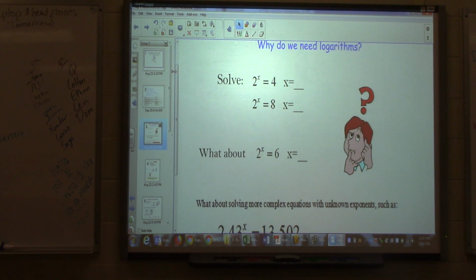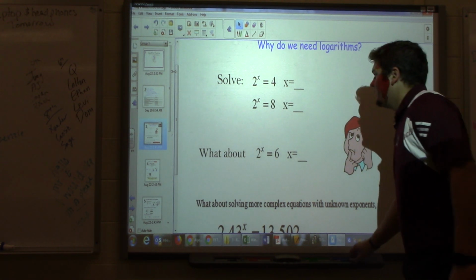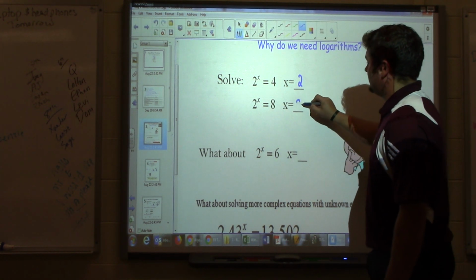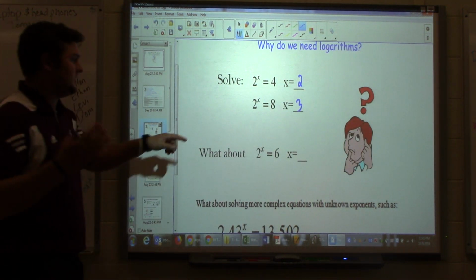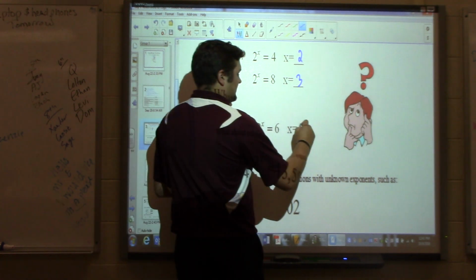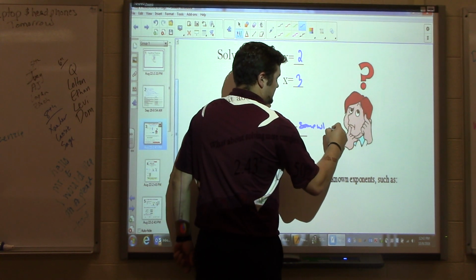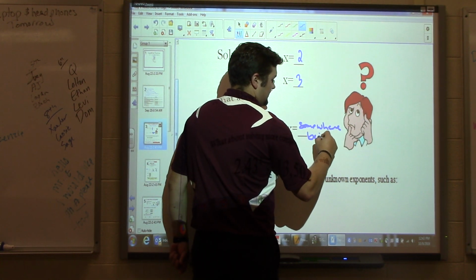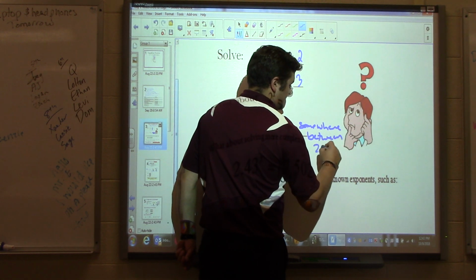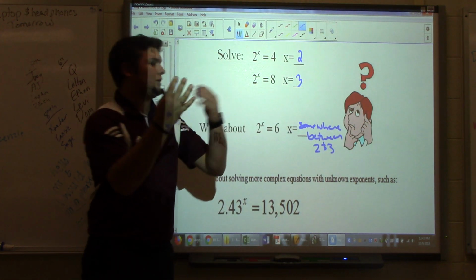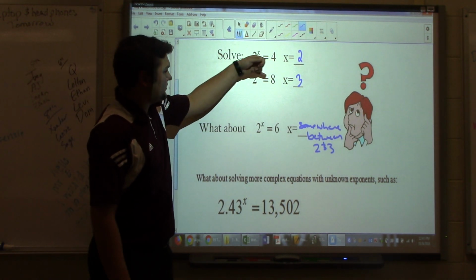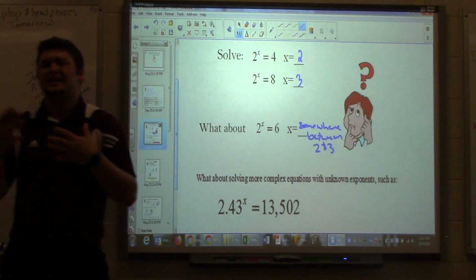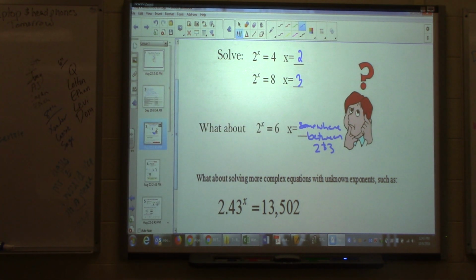The first 2 we can do right off the top of our head. We know 2 squared is 4. We know 2 cubed is 8. 2 to the x equals 6 is going to be somewhere between those two numbers, somewhere between 2 and 3. I don't know what it's going to be, but I know it's between those two. 2 squared is equal to 4, 2 cubed is equal to 8. So I know 6 has got to be between there somewhere.